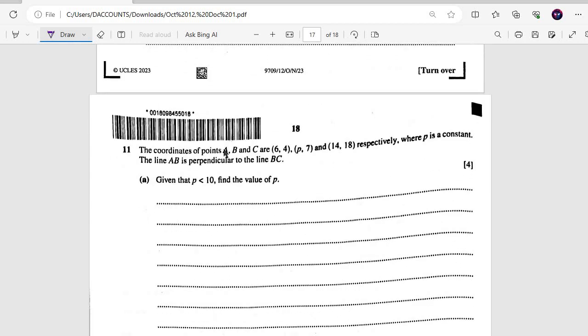The coordinates A, B, C are given. A has its own coordinate, as you can see. B has its coordinate, and C has its coordinate also, where P is a constant. The line AB is perpendicular to BC. Find the value of P. According to this condition, the gradient of AB multiplied by the gradient of BC will give us -1.